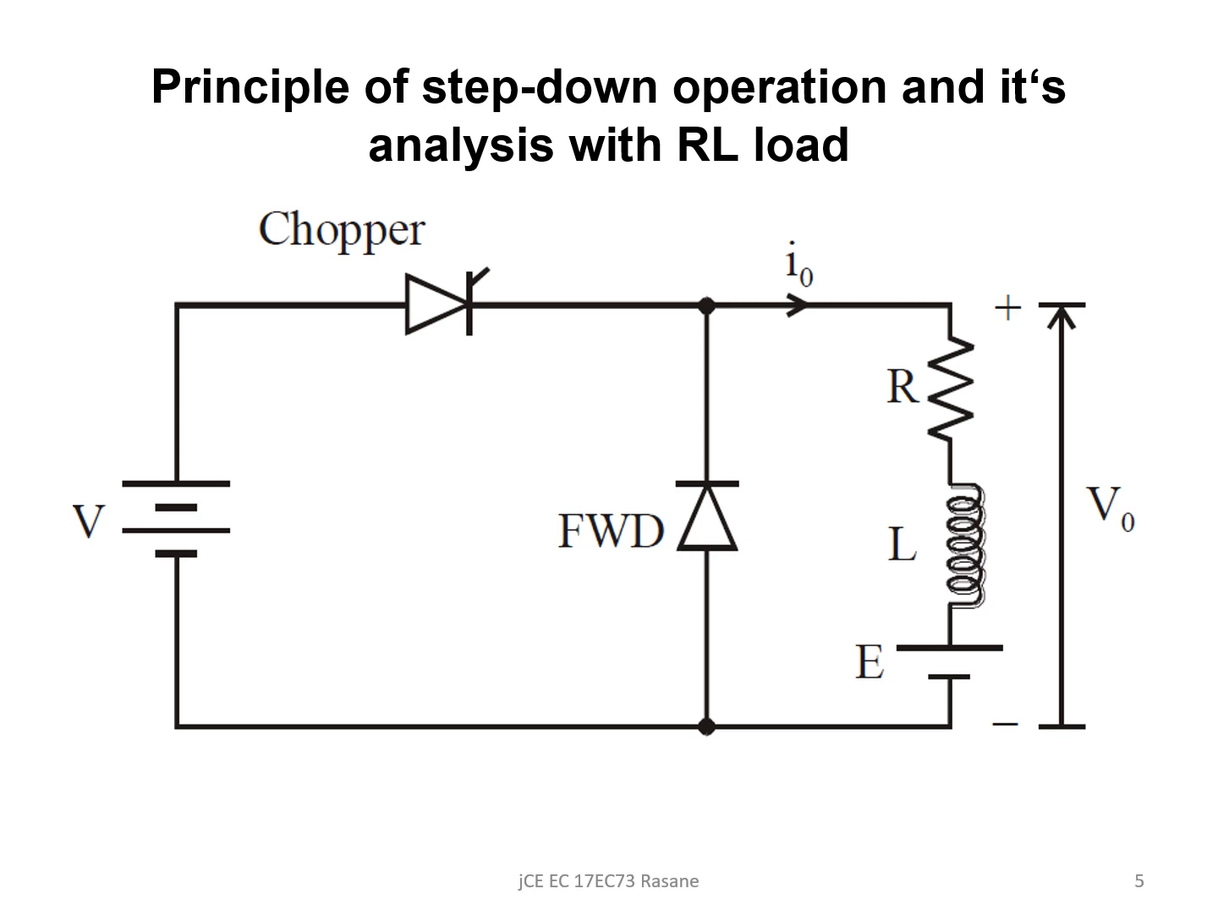So coming to the principle of step-down operation and its analysis with the RL load, we draw the same step-down chopper as we have seen here. Except the load will be an RL load. E is basically connected if the load is a motor. Otherwise E can be removed, and we can simply consider the RL load. But let me keep E in the picture because most often the load that a chopper will be driving will be a DC motor. So V naught is the output voltage and I naught is the current that is flowing through the load whenever the chopper is on.